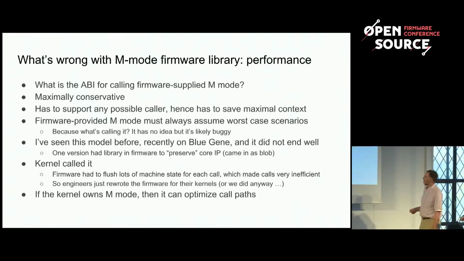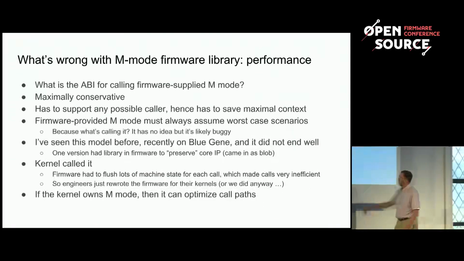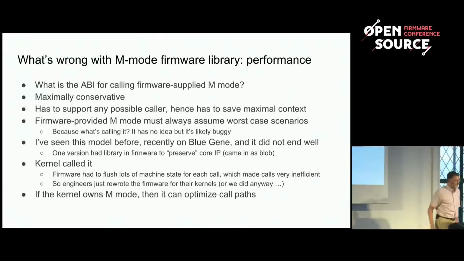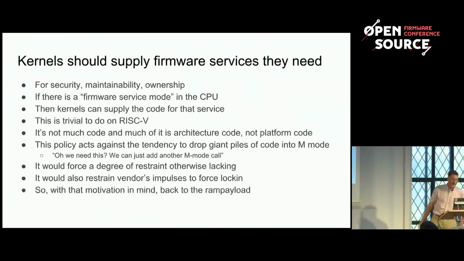So I'm just not a big fan of firmware I call because it hasn't proved to really be a great idea. Whereas on RISC-V, if the kernel owns the M mode, it can optimize calls to the M mode code.